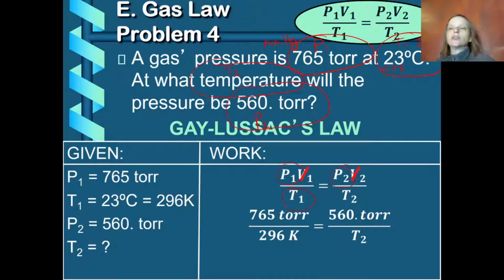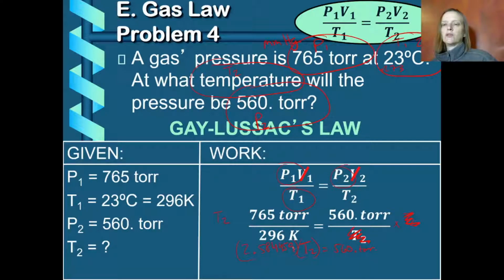Now, in order to actually solve for T2, I need to get it in the numerator and all by itself. So this is a little bit more complicated. I want to multiply both sides of the equation times T2 so that I get rid of it on the right side and introduce it to the left side. But now I want to divide away this value of 765 divided by 296, because I want to get T2 all by itself. So if I do 765 divided by 296, that actually equals 2.584459, way too many sig figs. So I have this value times my T2, and that equals 560 torr.